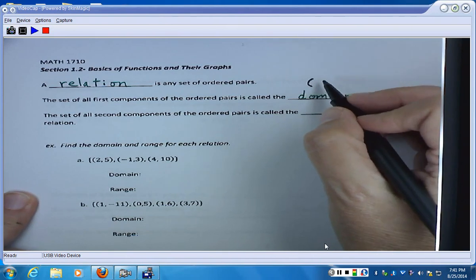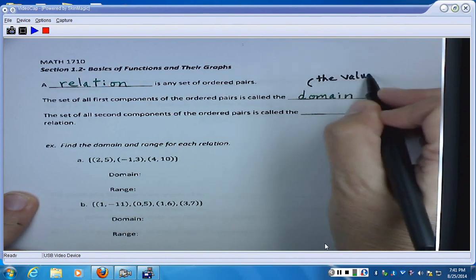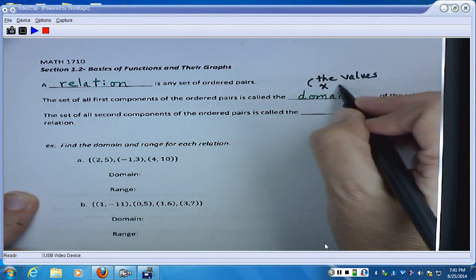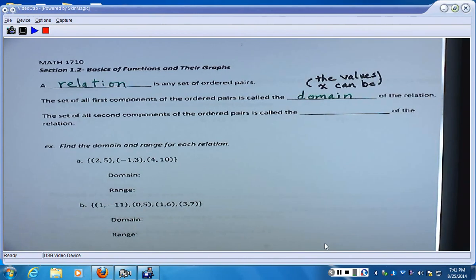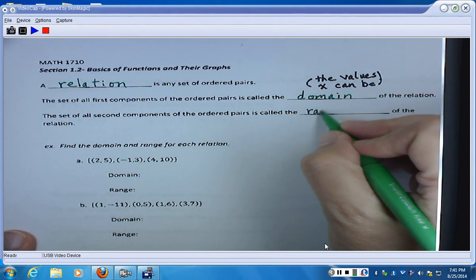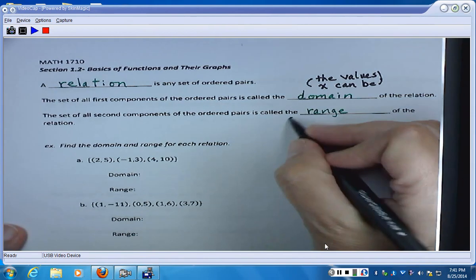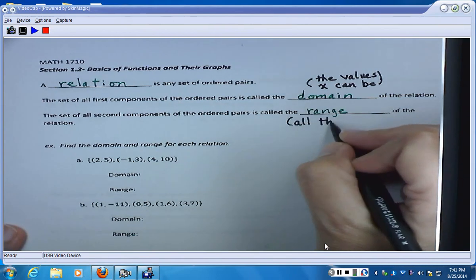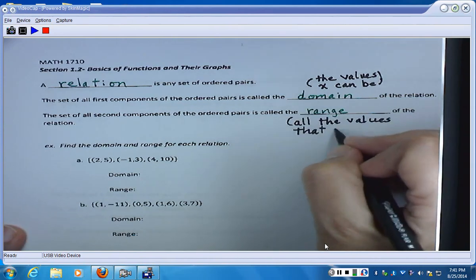So the domain is the values x can take on, or the values x can be. The set of all second components of the ordered pairs is called the range of the relation. And that's about all the values that y can be.